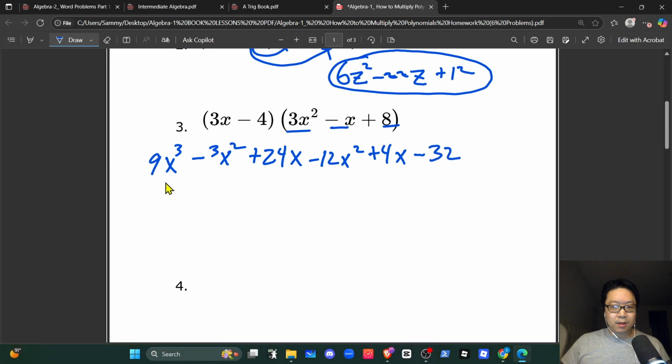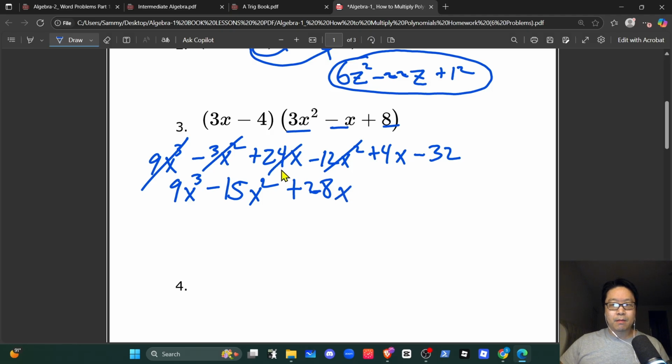And then we're just going to combine like terms. 9x cubed is by itself, so you can just cross it off. We have -3x squared and -12x squared. That's going to be -15x squared. And then positive 24x and positive 4x is positive 28x. And then the -32 at the end. Okay. And this is our answer.